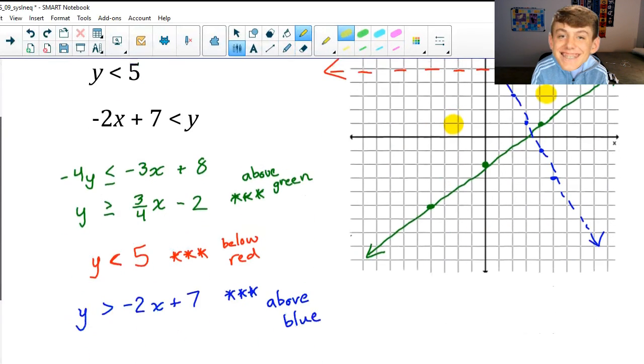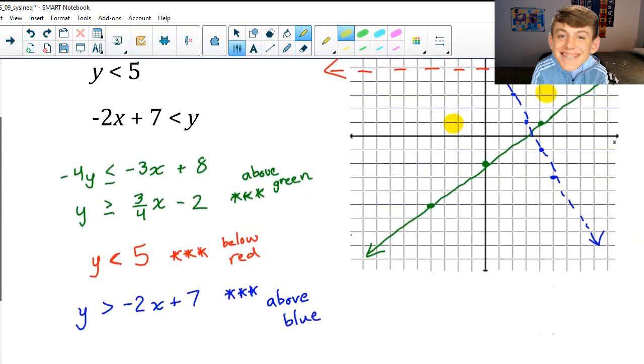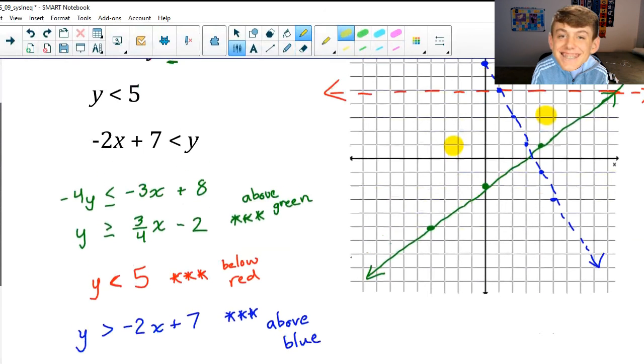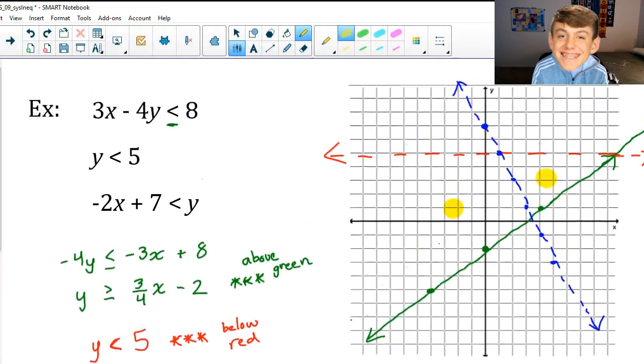And then for the last equation, we know we want it to be above blue. Okay, so above blue, that would eliminate this. So for this problem, the region that we want is this triangular piece to be shaded in the middle.